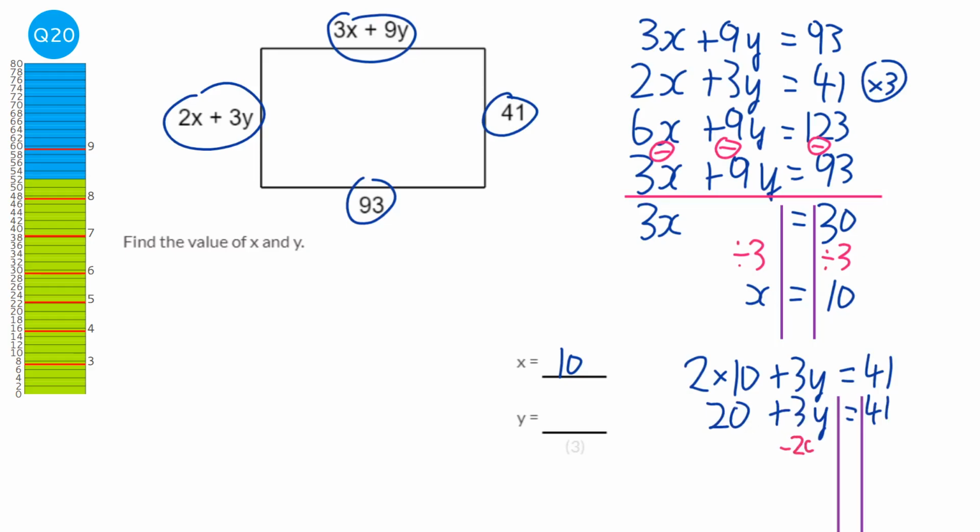And we're going to take away 20 both sides. So we've got 3y equals 21. And then we're going to divide by 3 both sides if I don't run out of room. So y equals 7. So we've got x equals 10, y equals 7. Now I could check that with the first equation as well. So 3 times 10 is 30, 9 times 7 is 63, 30 plus 63 is 93. So we know we've got it right.